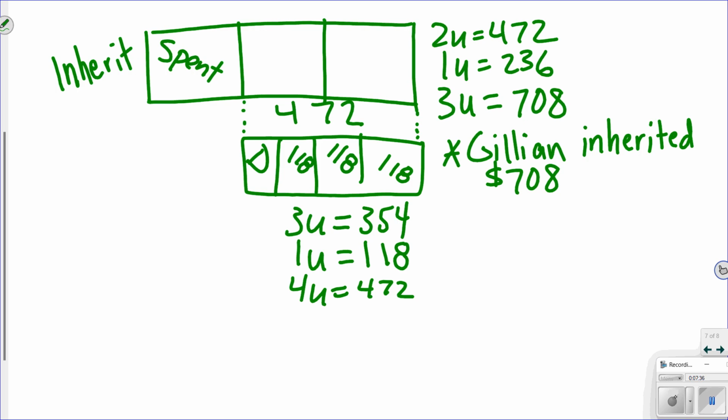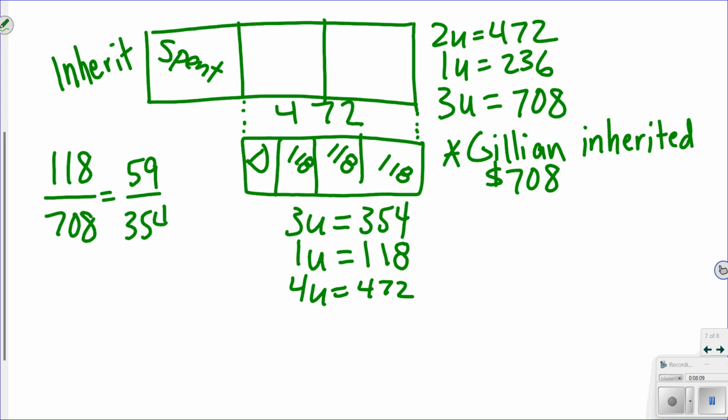The second question says, well, what did she donate? What fraction did she donate? Well, she donated 1 unit, which is 118, out of her 708. So now we just need to reduce this. Well, they're both even numbers. So we're going to end up with 59 out of 354.